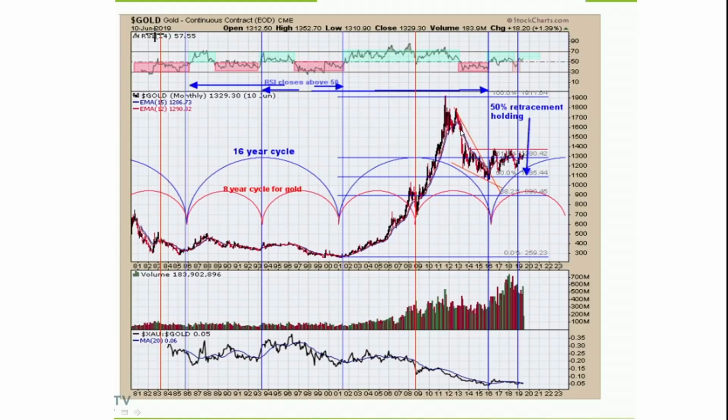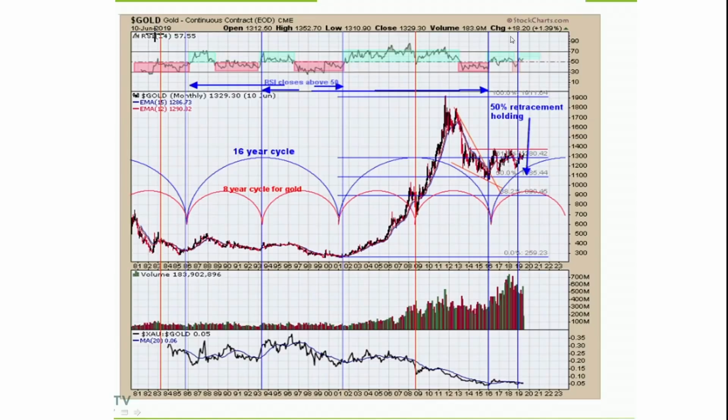But since it held at the 50% retracement level, at least we're going to go back up to the old highs at a minimum, which is 1,900. So the market's building some momentum here. We really haven't gone anywhere since 2016. There's been a decent rally up, but we haven't moved really since. And so we think that move, in our opinion, actually started in January.